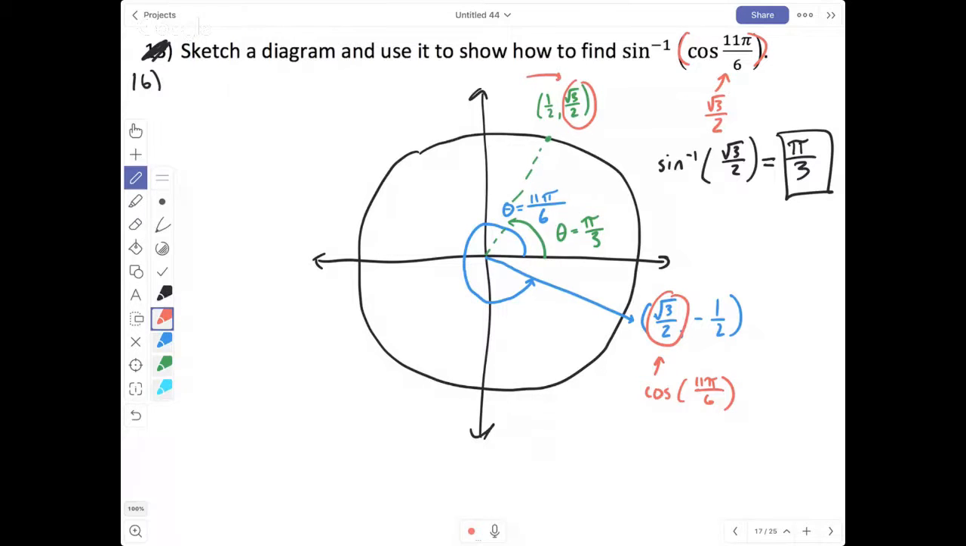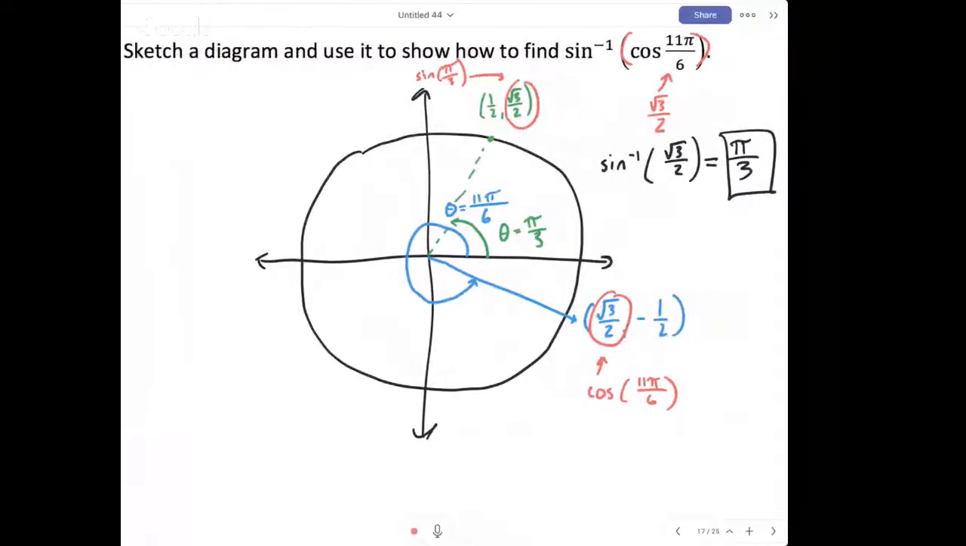That's the sine of pi over 3. Okay, that was 16. Both Katie and Elizabeth have asked for 18, which is a rough one. And Elizabeth then also asked for 22, okay, which is a piecewise function.